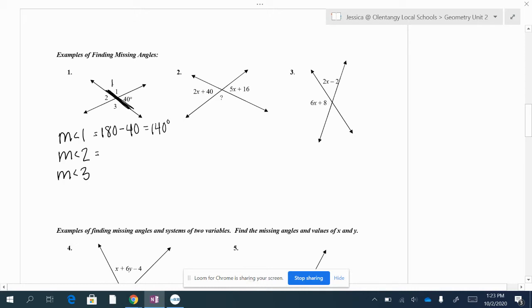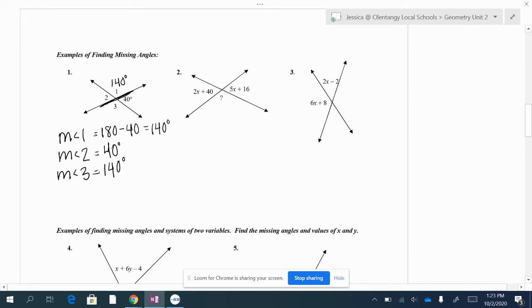Okay, and I'm also going to put that up here in my picture. It can never hurt to label a picture. Measure of angle 2, well, 2 and 40 are vertical angles, so they are congruent. So the measure of angle 2 is 40 degrees. And then the measure of angle 3, I can see that 40 and angle 3 are a linear pair, or I can see 140 and 3 are vertical angles, so they have to be congruent. So this is going to be 140 degrees as well.